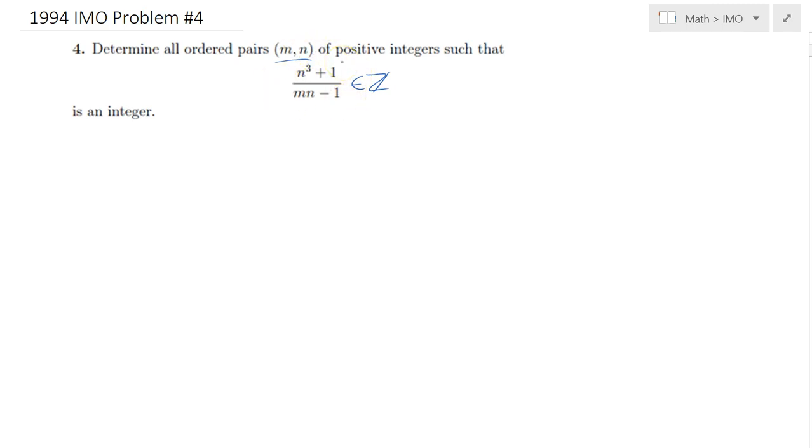Then in that case, I will just apply the division algorithm. Namely, I will just divide this integer, now that I know it's an integer, by n and see what we get here. So we have n cubed plus 1 over mn minus 1 is equal to, upon division by n, let's say that the quotient is q, and we also have a remainder of r. Here q should be greater than or equal to 0 and r should be strictly less than n.